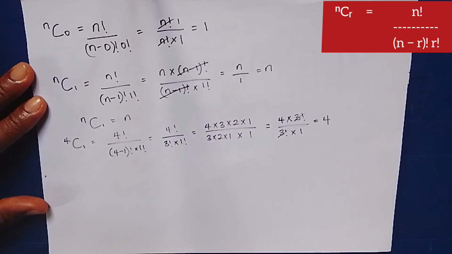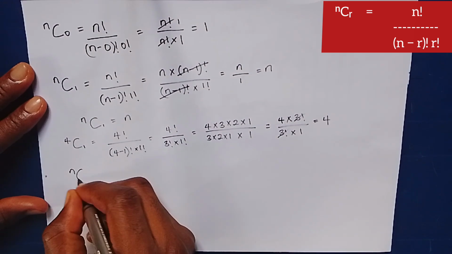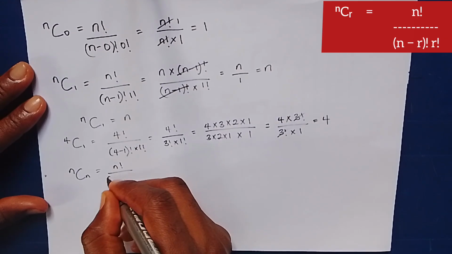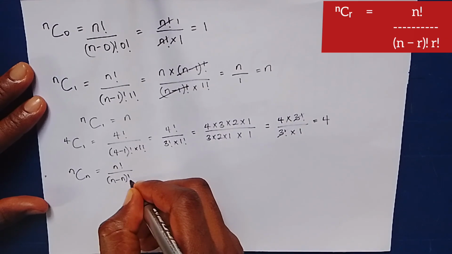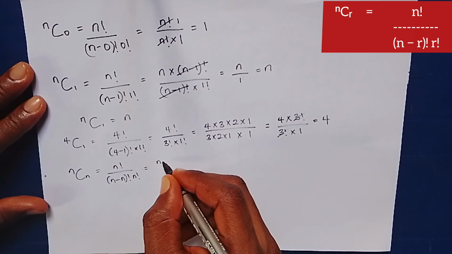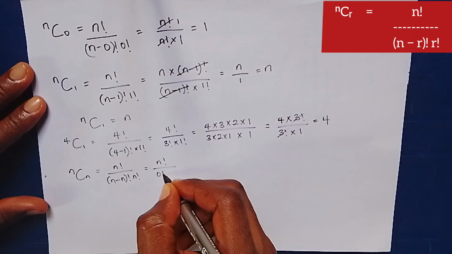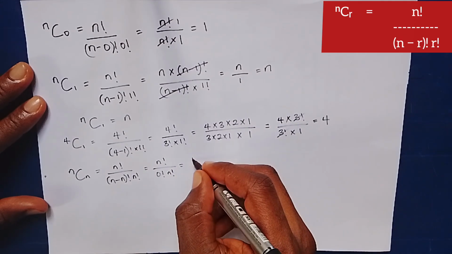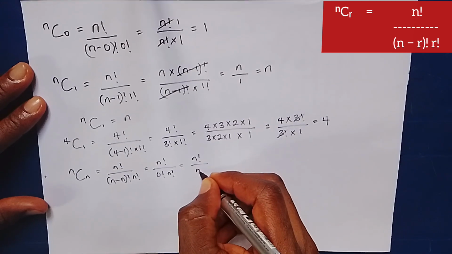The next thing we will look at is n combination n. This is equal to n factorial over n minus n factorial times n factorial. N minus n is 0 factorial times n factorial. Remember that 0 factorial is equal to 1, so we are left with n factorial over n factorial, which is equal to 1.